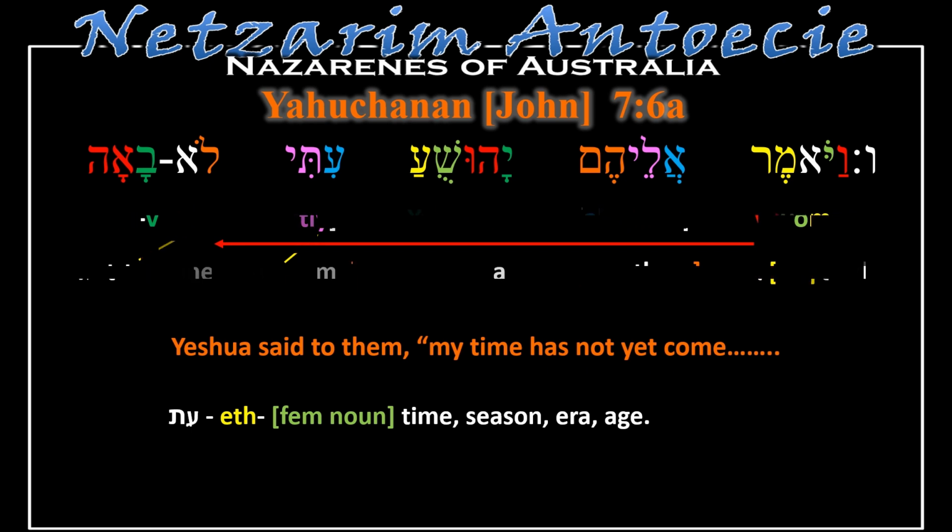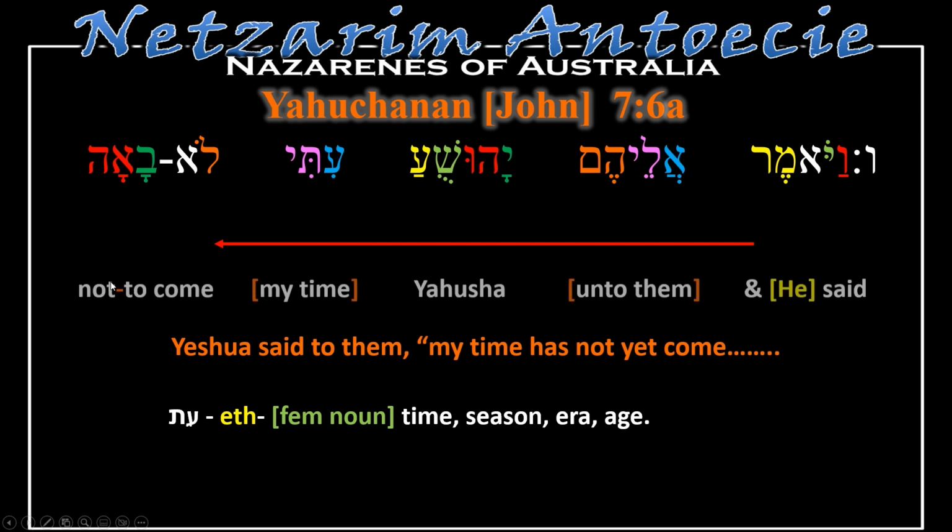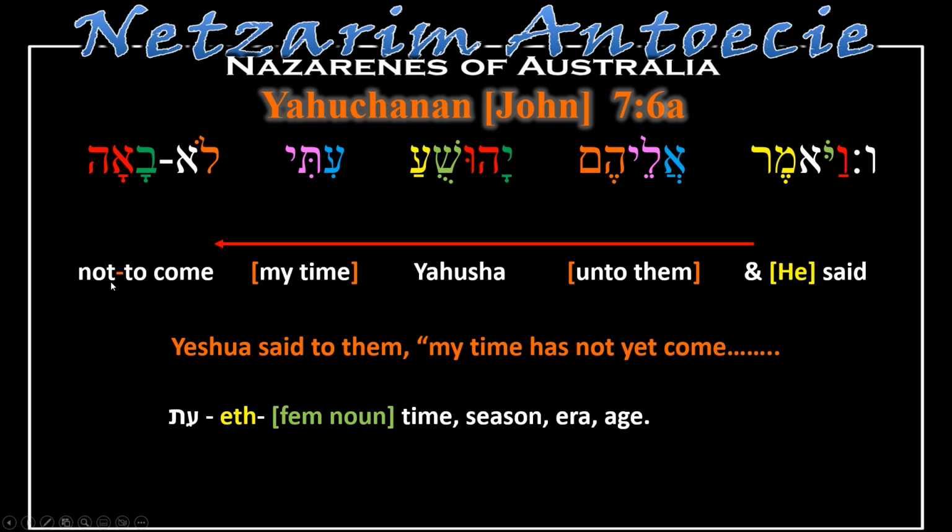And so now we can read that. Vayomer, alehem, Yahushua, iti, lo, va. And he said unto them, Yahusha, my time not to come.